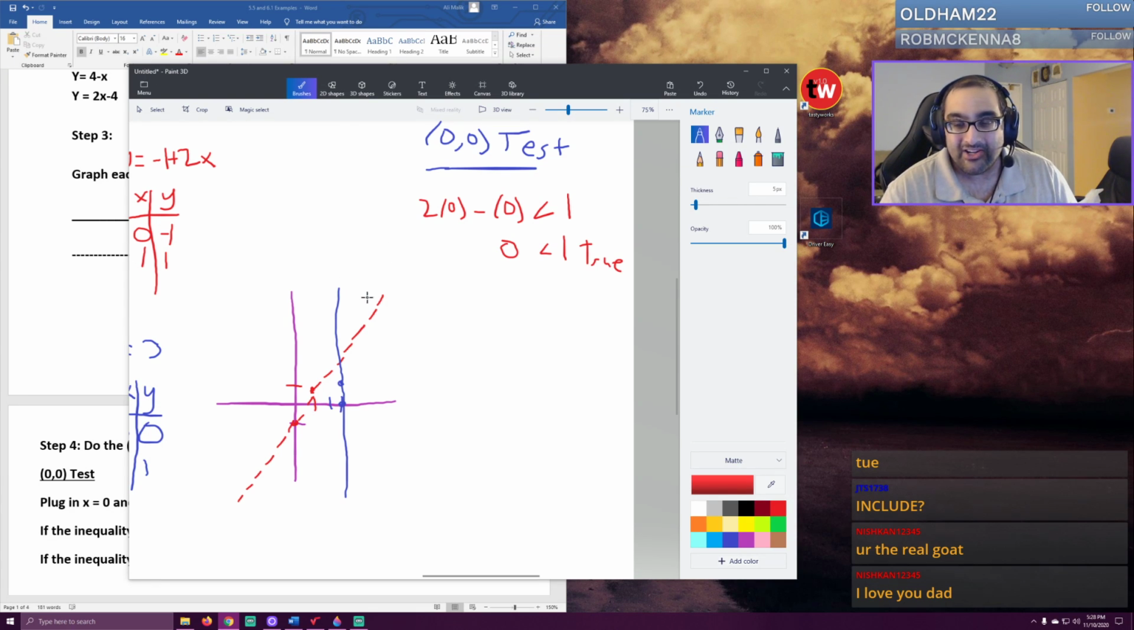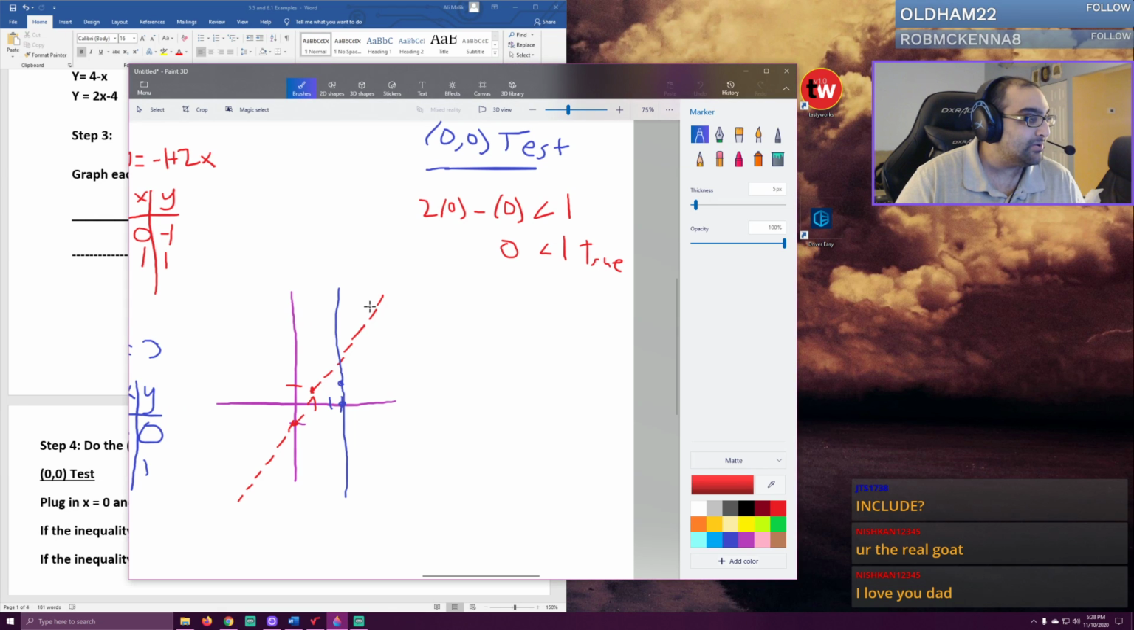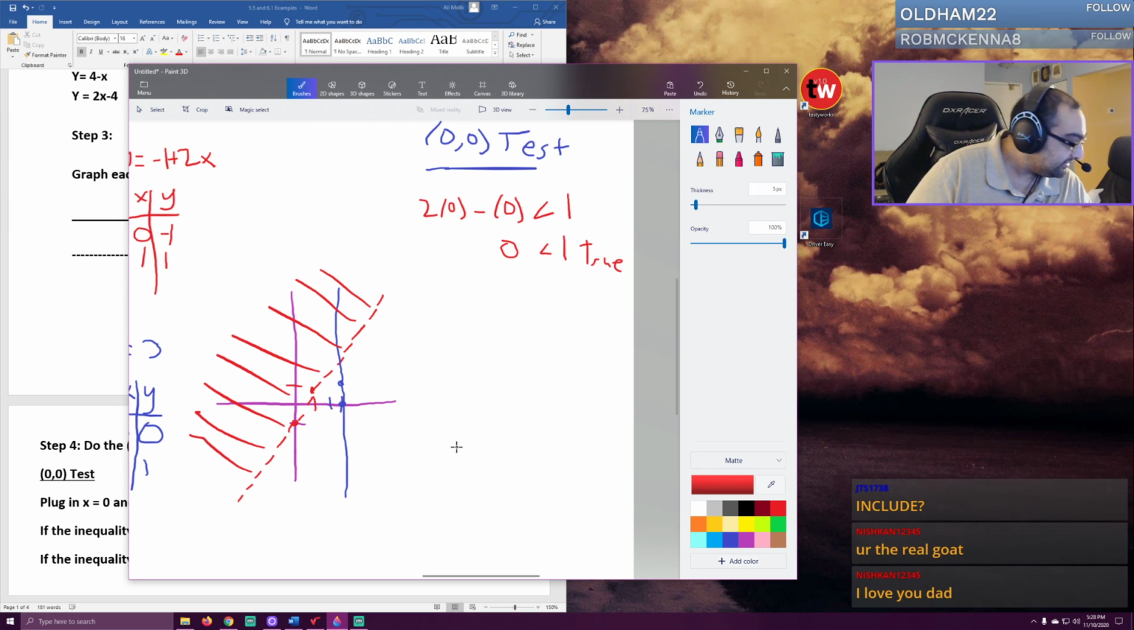Okay, JTS, that's correct. We do want to shade the side that does indeed include 0, 0. So here is the side that includes 0, 0. Again, 0, 0 is smack dab in the middle here. Very easy to find. So we're going to mark that in red. We're going to shade that side above that dotted line in this instance.